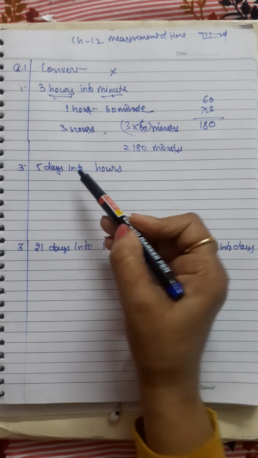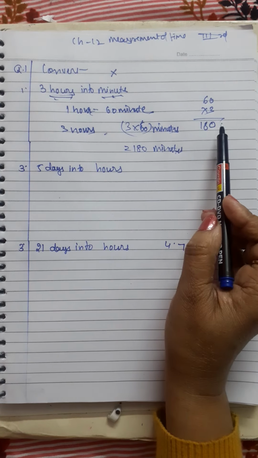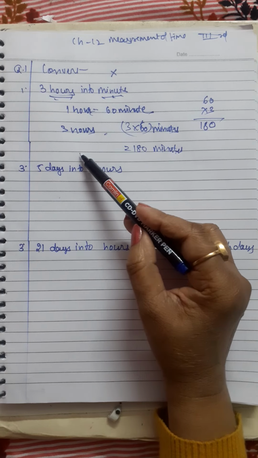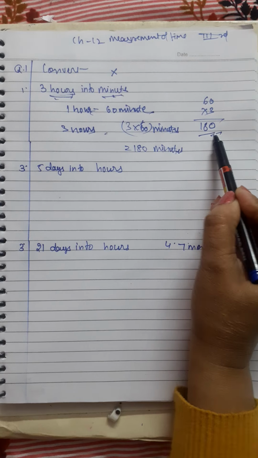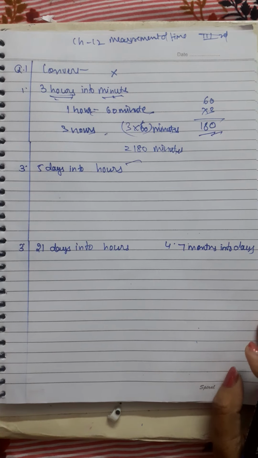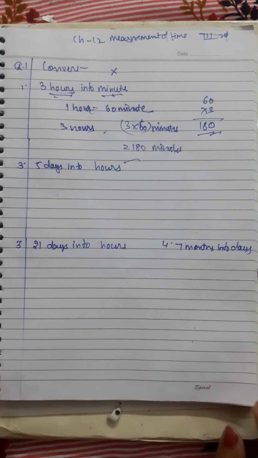I am repeating one more time. 3 hours to be converted into minutes. 1 hour having 60 minutes. 3 hours is equal to 60 multiplied by 3, which is equal to 180. So 3 hours is equal to 180 minutes.